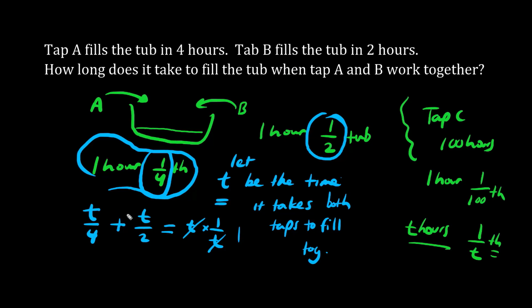So essentially this equation is involving time multiplied by rate, which produces a certain amount of work. And the work of these two taps individually is equal to this combined work result. And the rest is algebra. Let's multiply both sides by 4. We have t plus 2t equals 4. So 3t equals 4. t equals 4 over 3 hours working together.